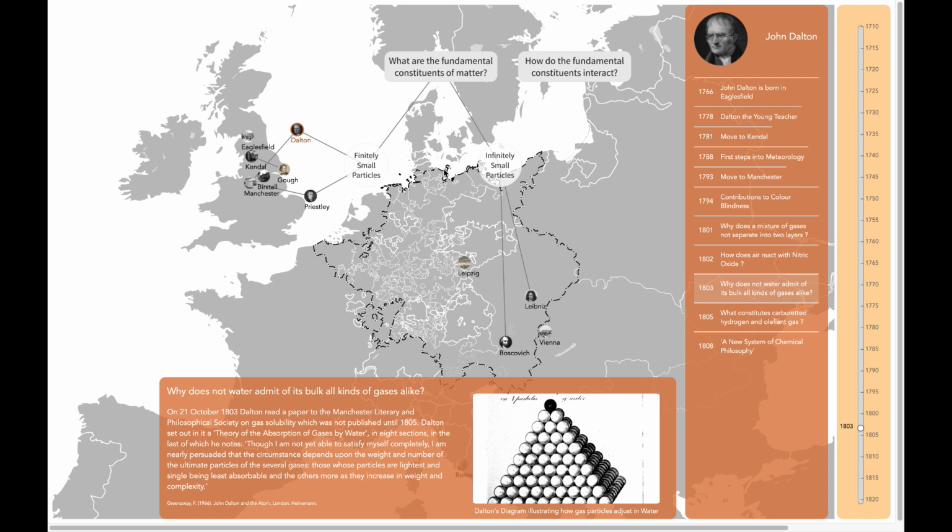Let's trace the response to the first question. What are the fundamental constituents of matter? By 1803, we can see that there were multiple schools of thought instead of just one model of the atom. One school of thought believed atoms to be finitely small particles, while the other considered them to be infinitely small.